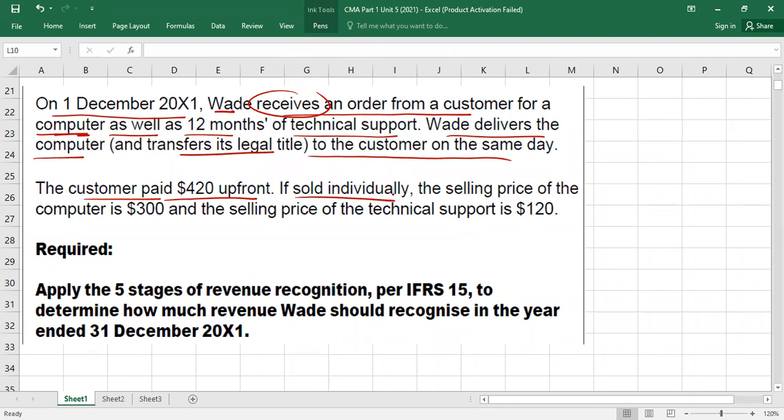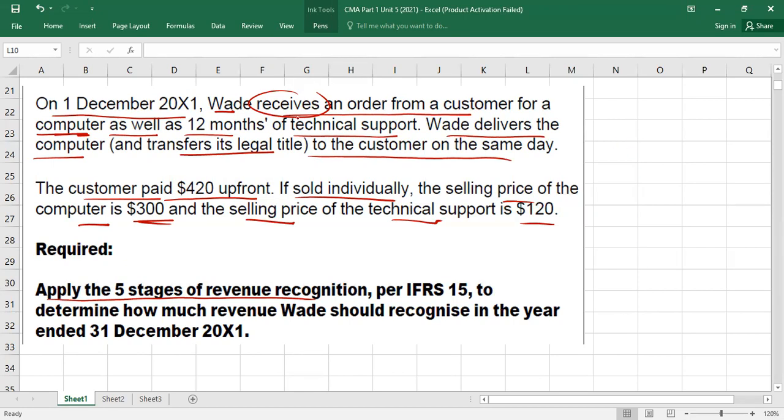Like if you sell these products individually, for example, if you sell the computer separately and technical support separately, the selling price of the computer is $300, and the selling price of technical support is $120. So this information is with you. Now apply the 5 stages of revenue recognition. We have to apply the 5-step process as per the standard to this example.